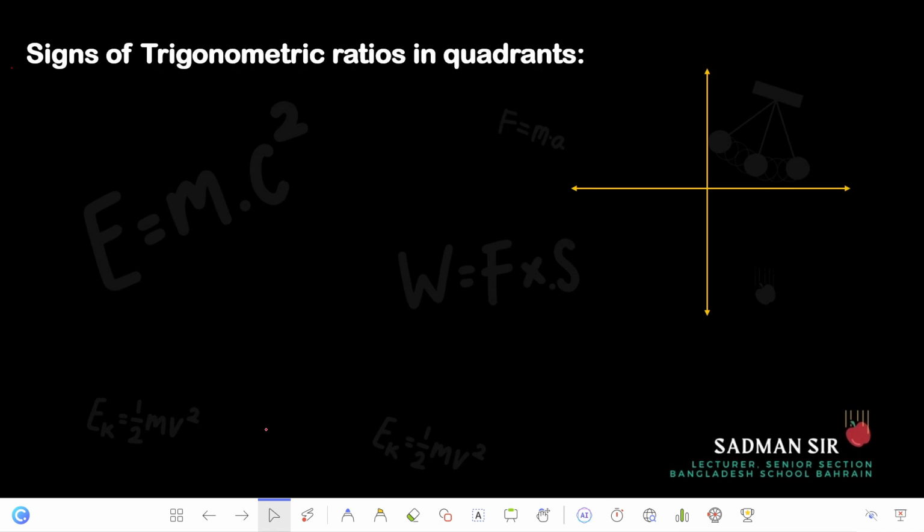In previous videos, we got to know that whenever we draw the x-axis and y-axis in the graph paper, you can see that X prime is the x-axis, and Y prime is the y-axis. Whenever we draw them in the graph paper, they divide the graph paper into 4 parts, and each of them is called a quadrant.